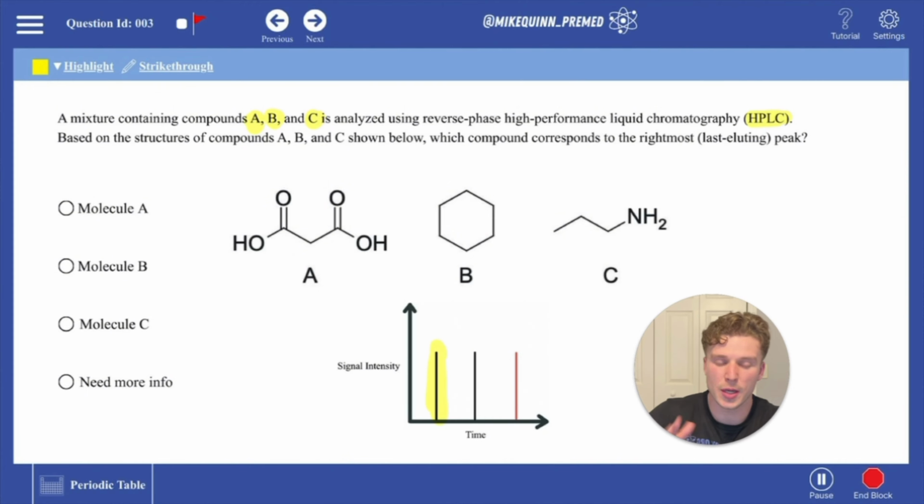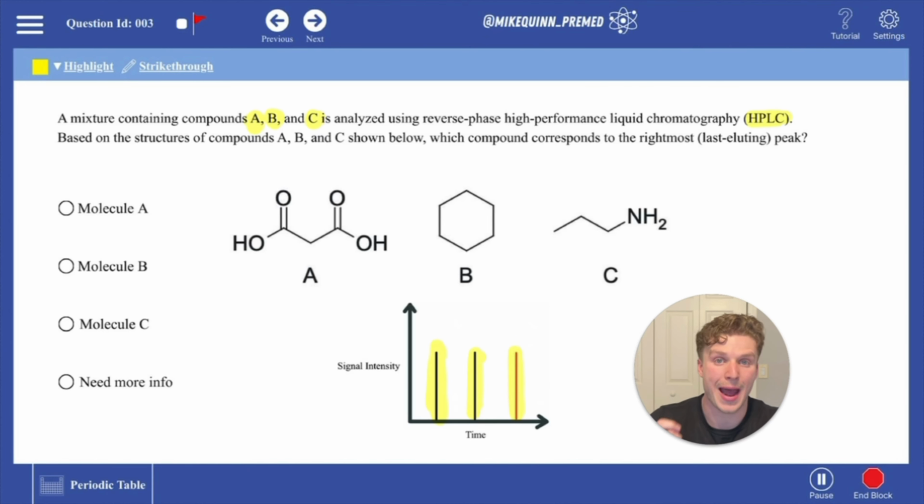And then if you're a little bit more attracted, maybe you stick for a little bit, but then you keep on going by and you get detected. And then this red line right here is the one we are trying to find, the rightmost or last eluting peak. You might see this written as the highest or longest retention time. It sticks to the stationary phase the longest. So again, you have your molecules A, B, and C, they go by.